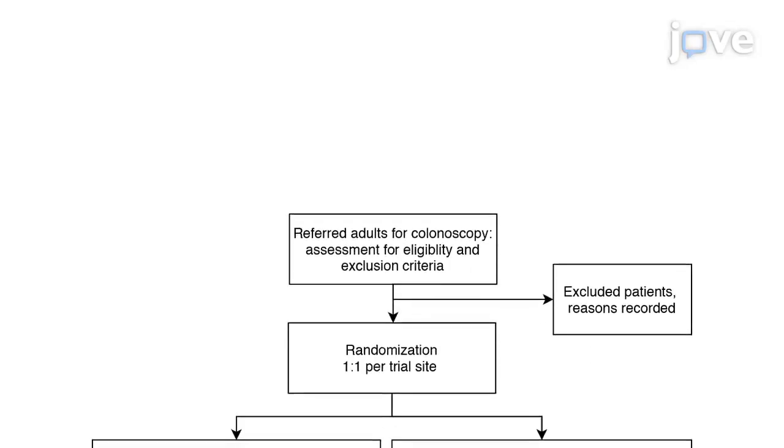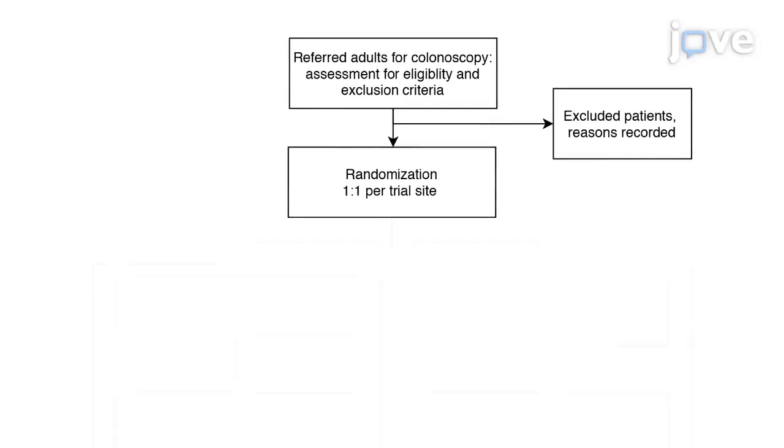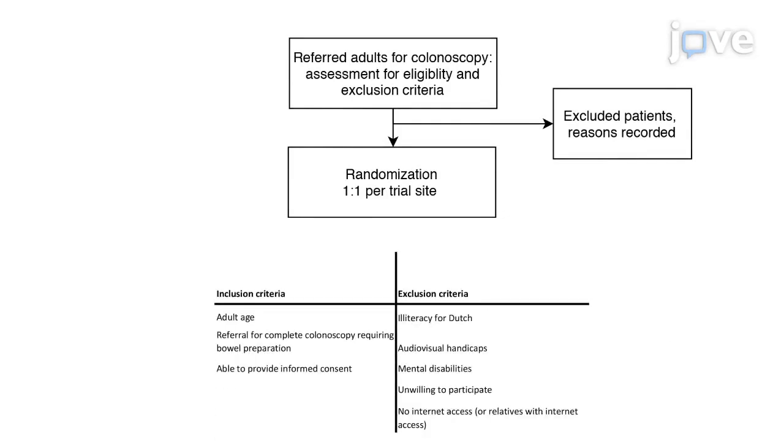All referred patients for colonoscopy are asked to participate in the trial and reasons for refusal are recorded. Inclusion criteria are adult age and referral for complete colonoscopy. Exclusion criteria are Dutch illiteracy, audiovisual handicaps or mental disabilities, and no peers with internet access.